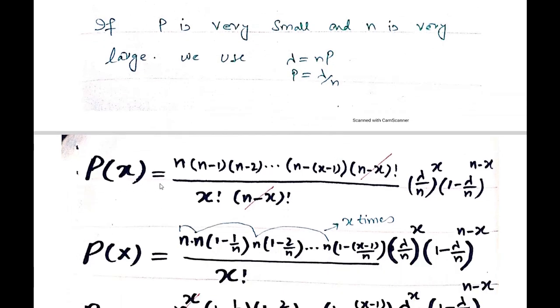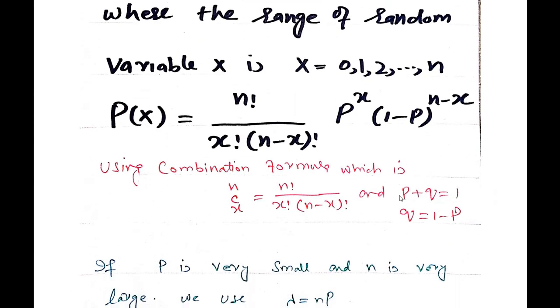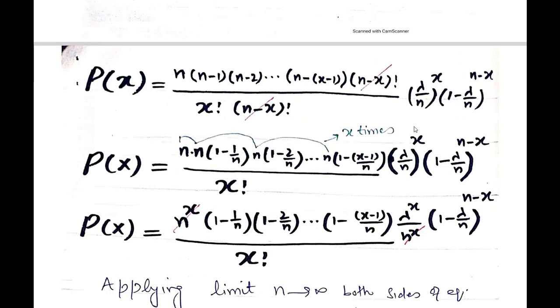So p of x is equal to n into n minus 1, n minus 2, and so on up to n minus x plus 1, times n minus x factorial, over x factorial times n minus x factorial, times lambda over n raised to the power x and 1 minus lambda over n power n minus x. We put the value of p in this equation.